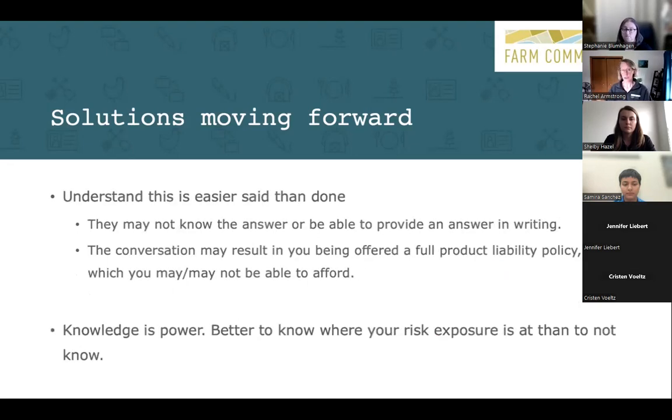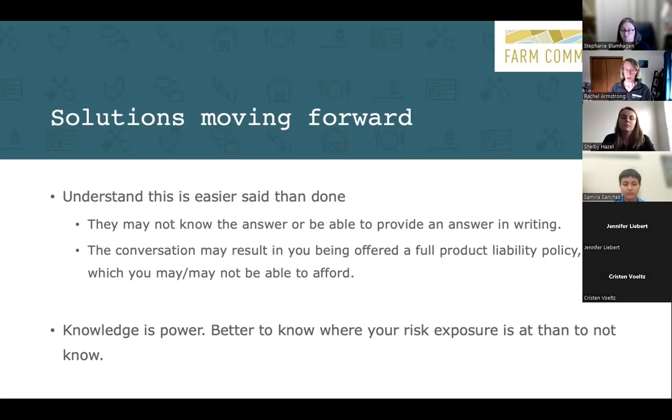Now, of course, this is easier said than done. I can stand here and say, ask your insurance agent these things, but they may not know the answer. And they may not be able to provide it in writing such that you can rely on it. And of course, yes, the conversation might result in you being offered another insurance product, like a full product liability policy, which you may not be able to afford. So yeah, they might say, well, that's great, but that's another $1,000 a year if you want that.